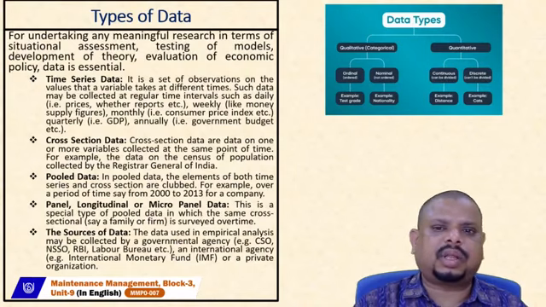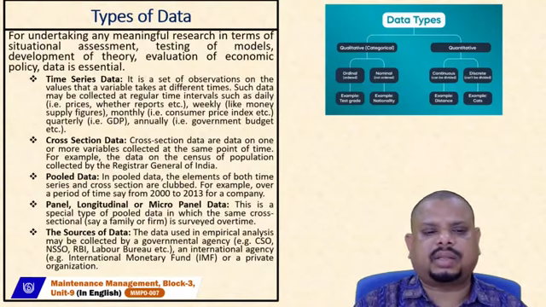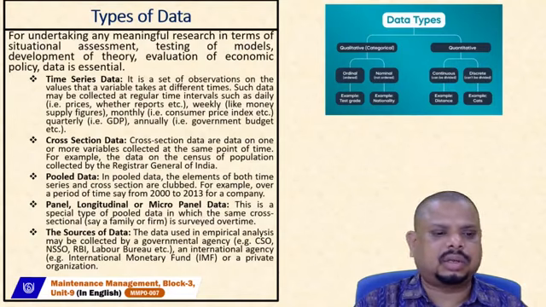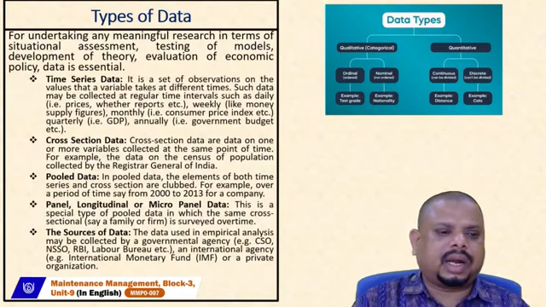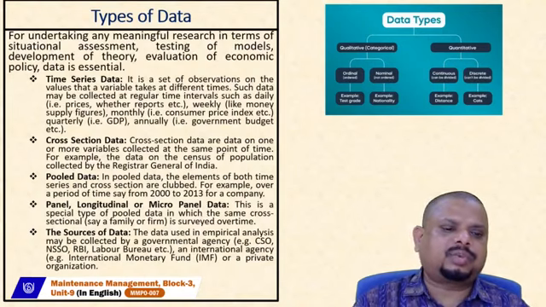So moving to the next one, we have cross-section data. These are data on one or more variables collected at the same point in time. Let's take the example of the census of population collected by the Registrar General of India. This is a typical example of cross-sectional data for implementing various policies in the states and the country.